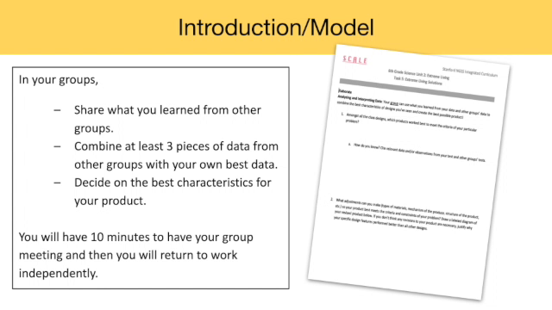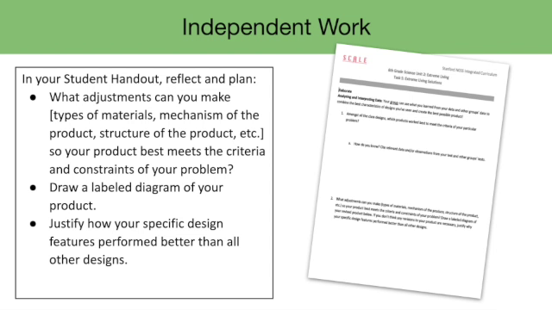Next, students should compare their notes in a group meeting. What did they learn from the other groups? What are the best characteristics for their product now that they've seen others' ideas? They should combine at least 3 pieces of data from other groups with their own data. This will ensure that they can revise their product to better address the criteria and constraints of the problem they chose to solve.